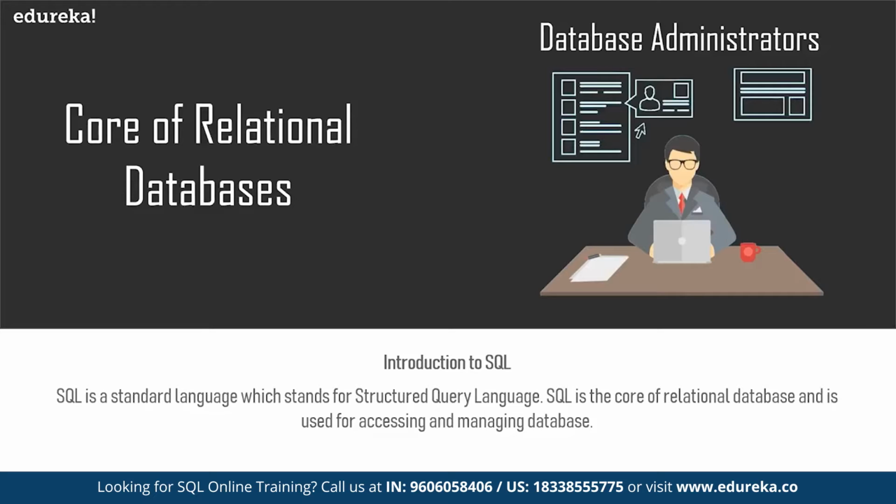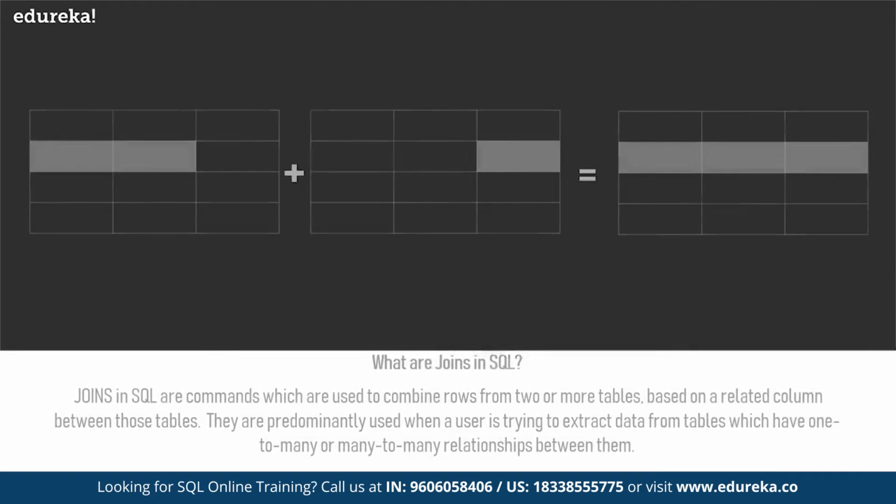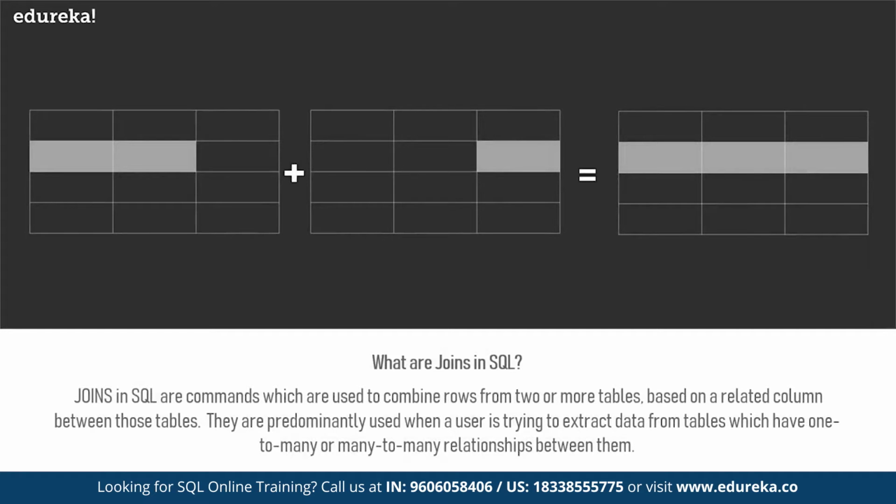If you're someone who is looking forward to learning SQL and getting started with it, you need to definitely understand the concept of SQL joins. So on that note, let's get into the next topic, what are SQL joins. Joins in SQL are commands which are used to combine rows from two or more tables based on a related column between those tables. Joins are predominantly used when a user is trying to extract data from tables which have one-to-many or many-to-many relationships between them. Basically, by using joins you can join two tables and get the rows of both tables based on a related column.